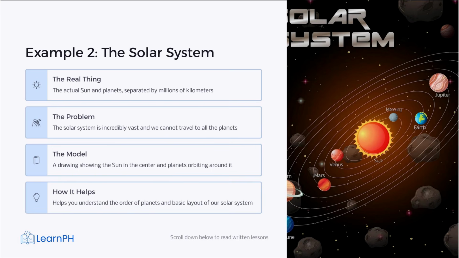The solar system is vast, with planets separated by millions of kilometers. A model, like a drawing, places the sun at the center with planets orbiting around it. This helps us grasp the order of planets and the basic layout, making the complex solar system more comprehensible.